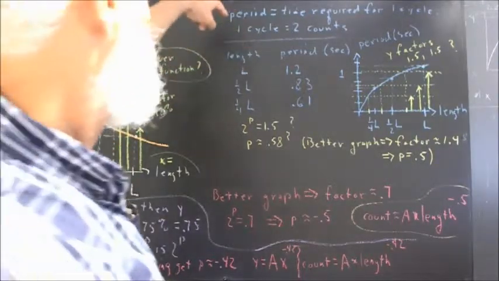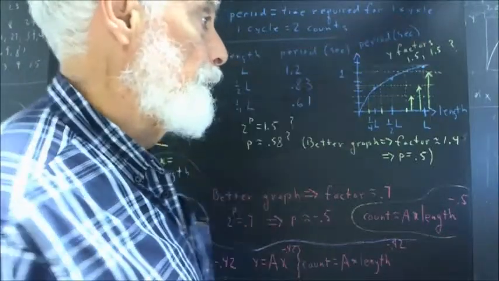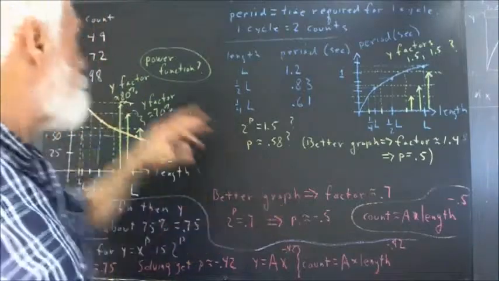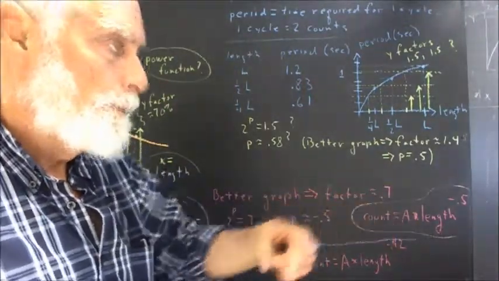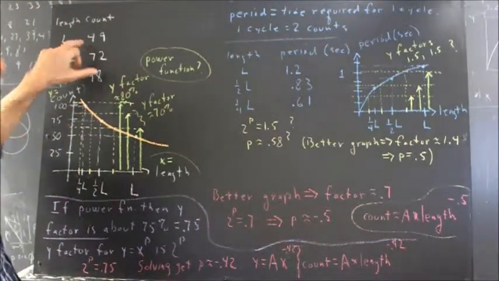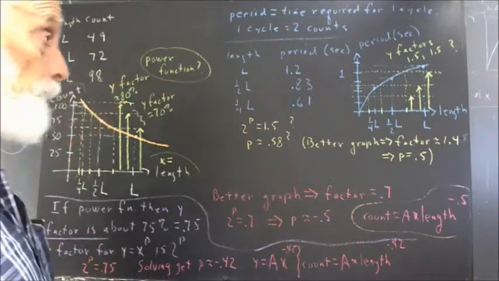Briefly, the period of the pendulum is the time required for one complete cycle. Remember, one complete cycle is from here to here and back. When we counted 1, 2, 3, 4, 5, etc., we were actually counting half cycles. The whole cycle is going to take twice as long as a half cycle.